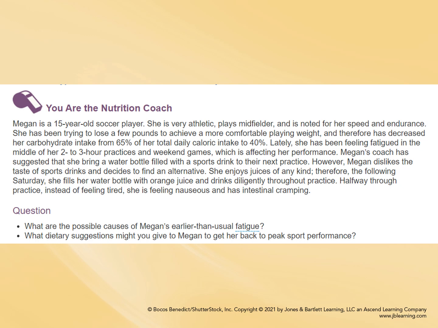So as you can imagine, because she's carbohydrate lean, she's having fatigue issues, duration of exercise is suffering, and she's not feeling well. She doesn't like sports drinks, so now she's going to try orange juice. Orange juice is fructose, and just drinking that fructose is going to cause cramping. So we've got to figure out something else that she can consume. You're going to think about what is causing her earlier than usual fatigue, and what you might suggest to her to get her back to peak performance.